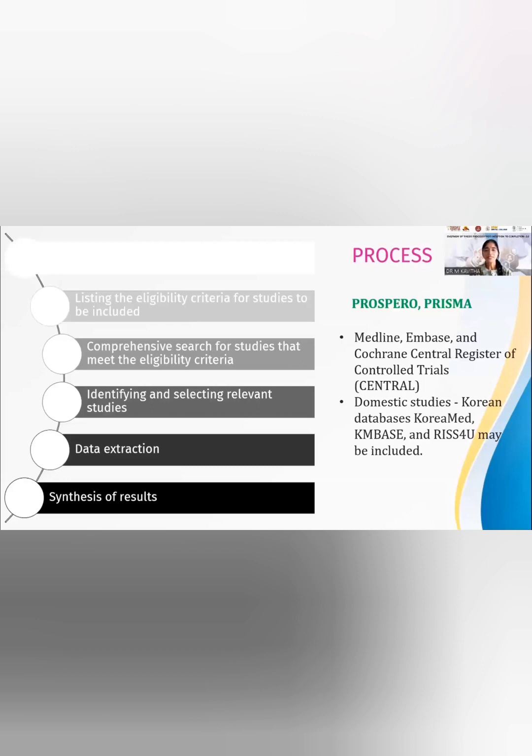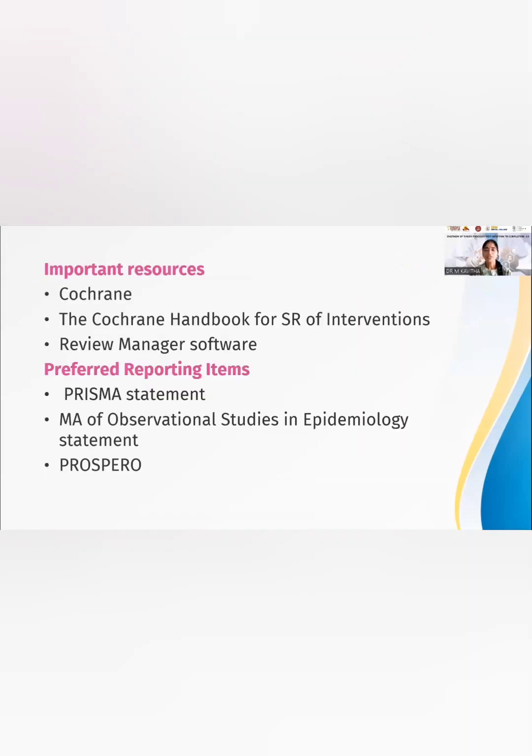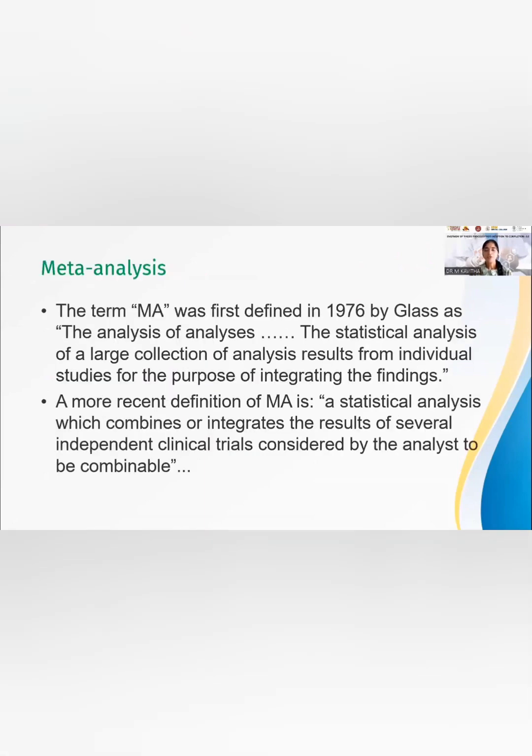The certainty of the evidence was assessed using the GRADE system. That is the Grading of Recommendations, Assessment, Development, and Evaluation approach. This is the Preferred Reporting Items for Systematic Reviews and Meta-Analyses. The performance of meta-analysis is contingent upon a good quality systematic review.